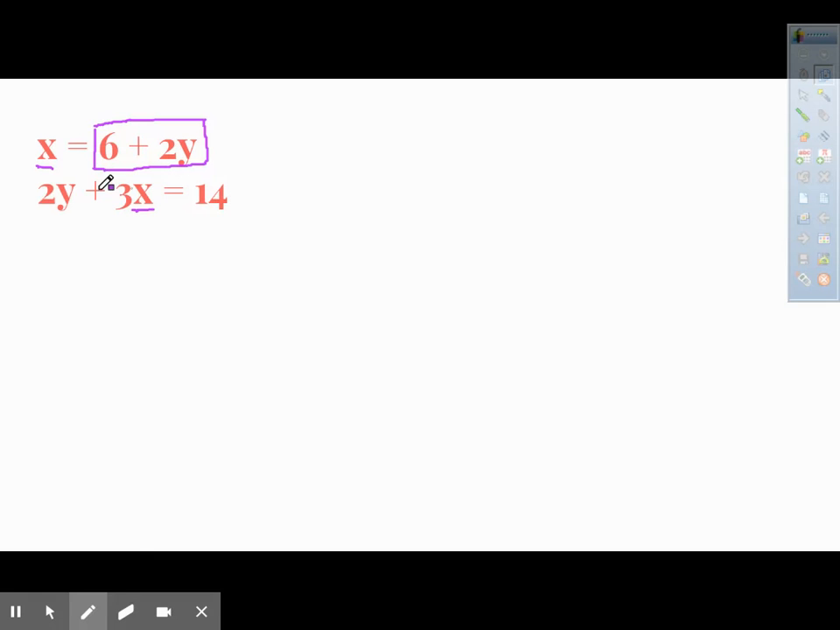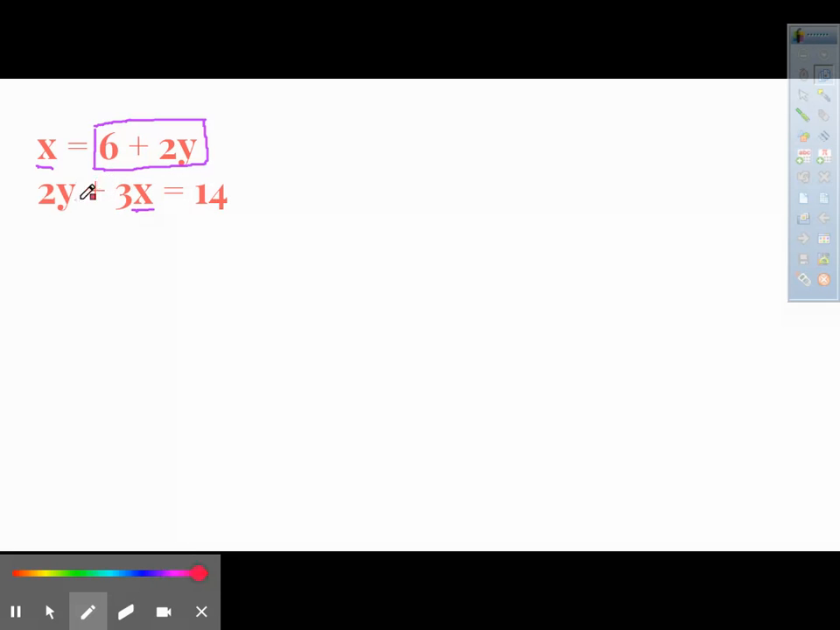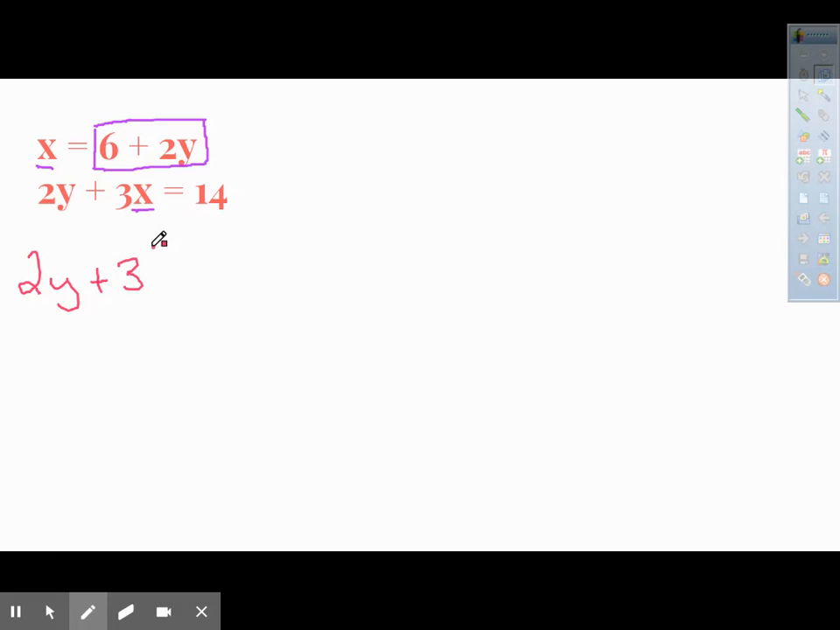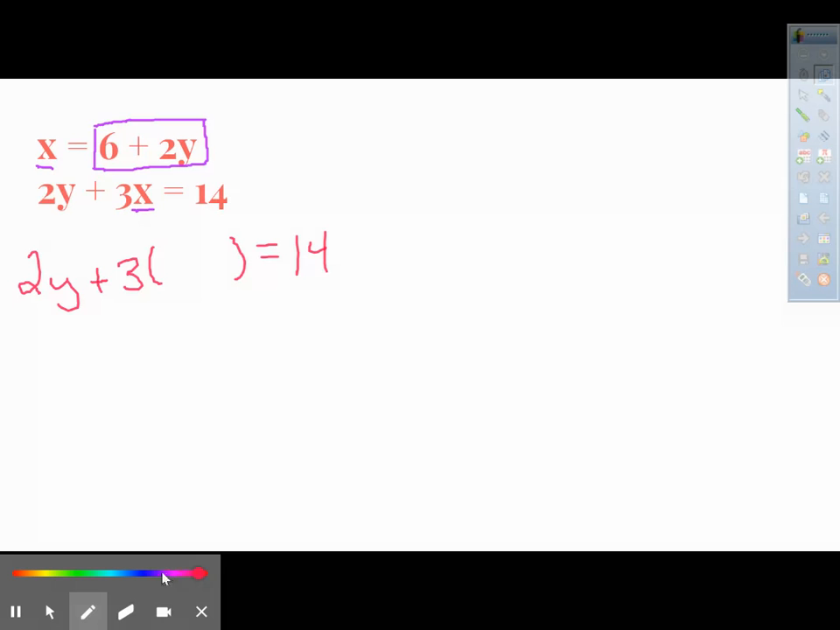Now, when you plug this in, everything else is going to stay exactly the same. So it's going to be 2y plus 3, but instead of the x, you're going to put a parenthesis and then equals 14. And then inside the parenthesis, you're going to put what was inside the box, which is 6 plus 2y. Okay? And now you're going to solve it.